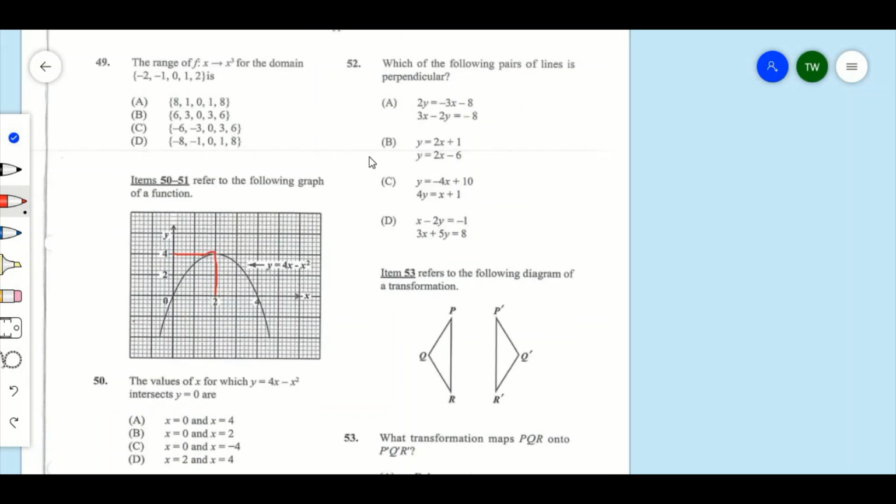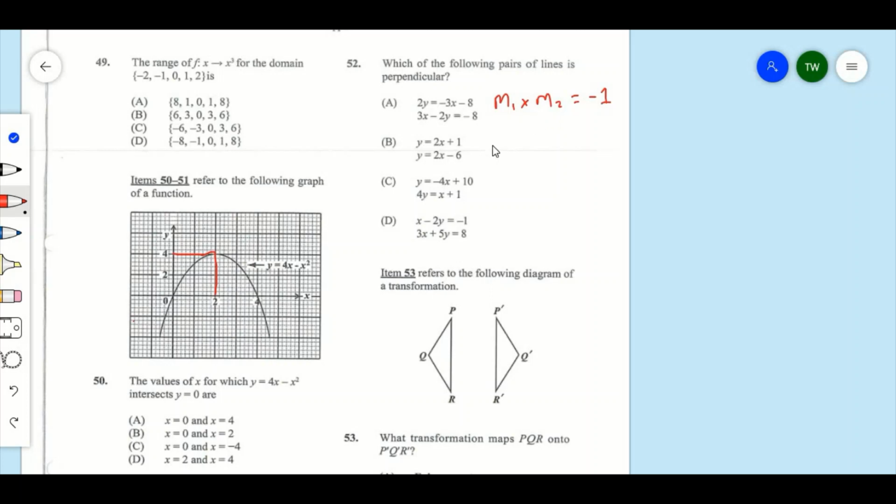Item 51. Which of the following pairs of lines are perpendicular? Now, one fact that you should always remember about perpendicular lines: the product of their gradients is equal to -1. So therefore, M1, which is gradient 1, multiplied by gradient 2 is equal to -1. So what we're going to do is observe our options, and whichever pair of equations satisfy this condition, that means that pair of equations are perpendicular lines.